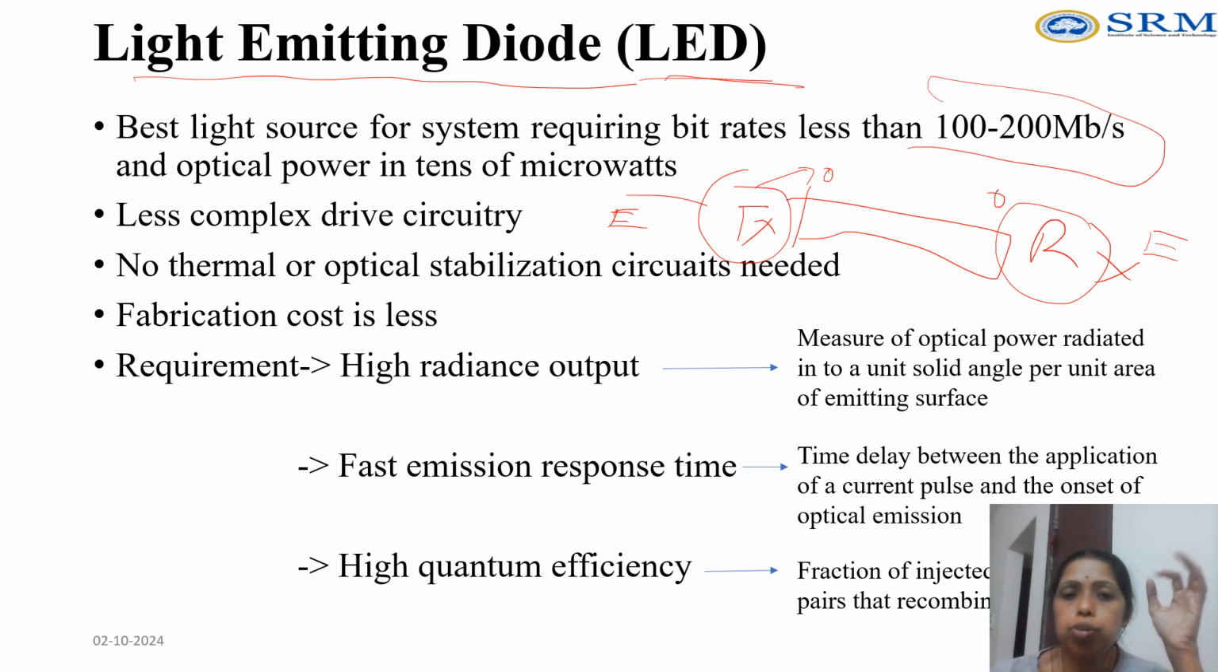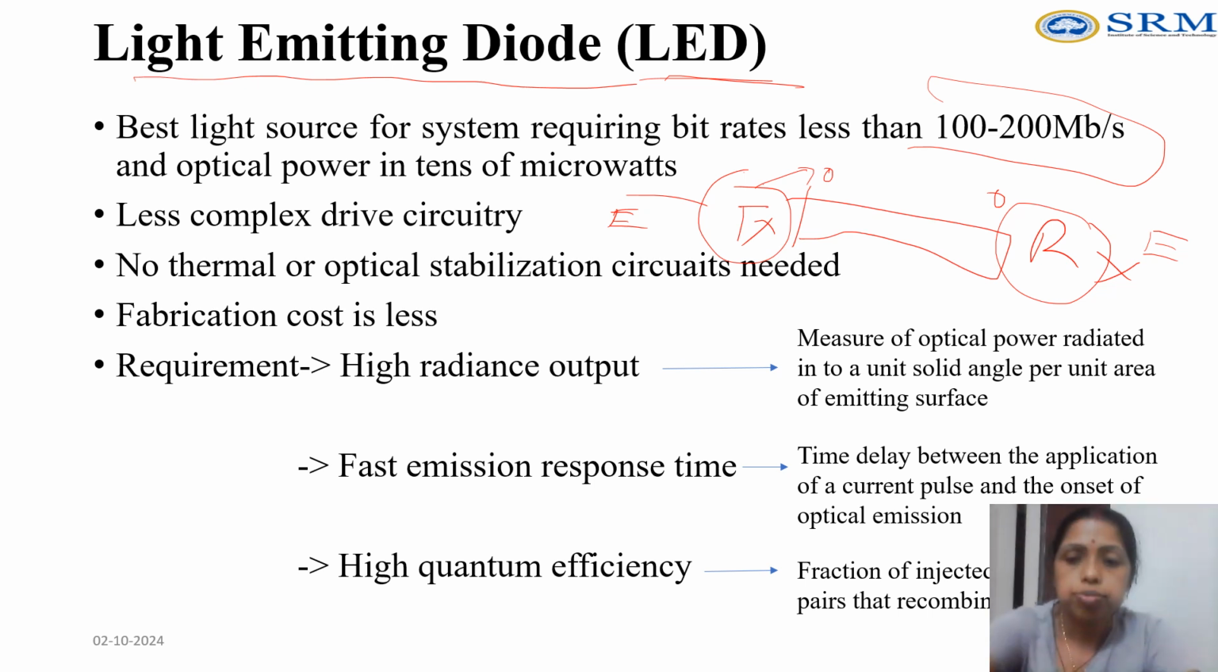So what output should we get from the LED, right? Whatever electrical signal is entering into the LED, the rate at which the electrical signal is entering, the same amount we should get coming out of the LED. There should be no waste of the signal during the conversion from electrical signal to optical signal, right?